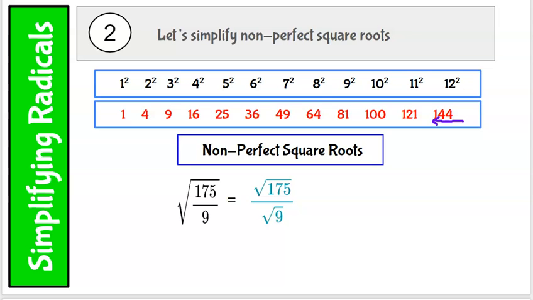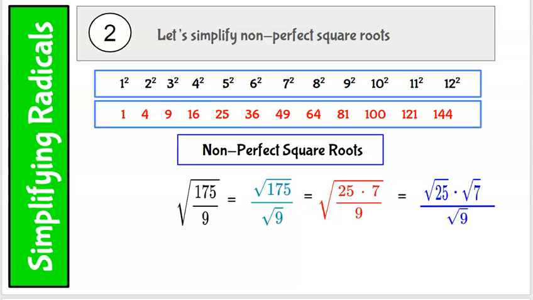So let's see, what two numbers are going to multiply together to give me 175, one of those being a perfect square? Well, if you kept on going, you would have found that 25 times 7 is going to give me 175. And this actually should have had its own radical down here, and this should have had its own radical up here. Mistake made. So anyway, now we're going to go back to that rule, and we're going to give the 25, the 7, and the 9, all three their own little radical.